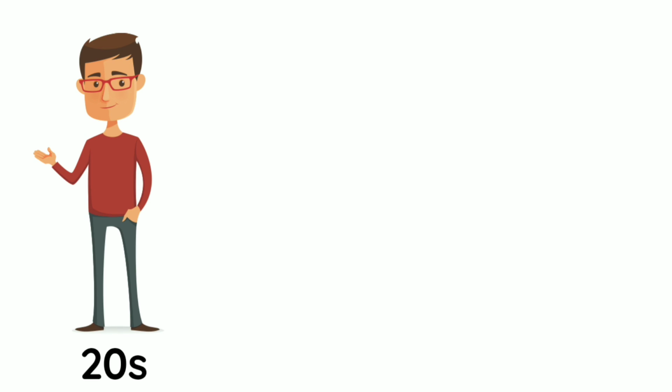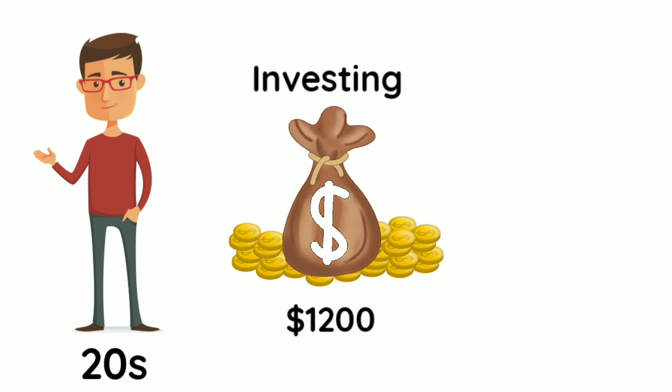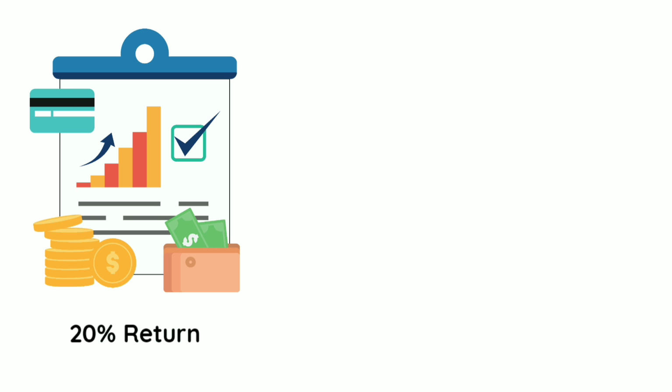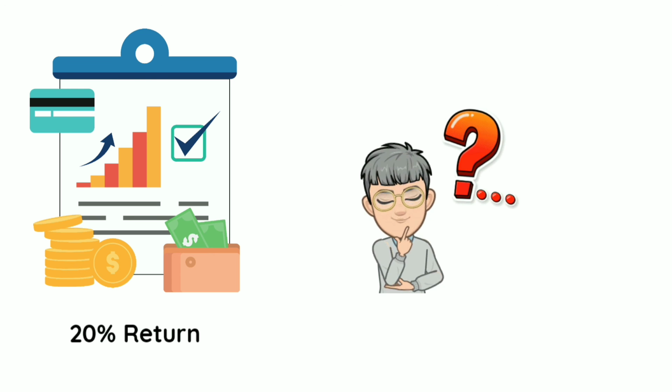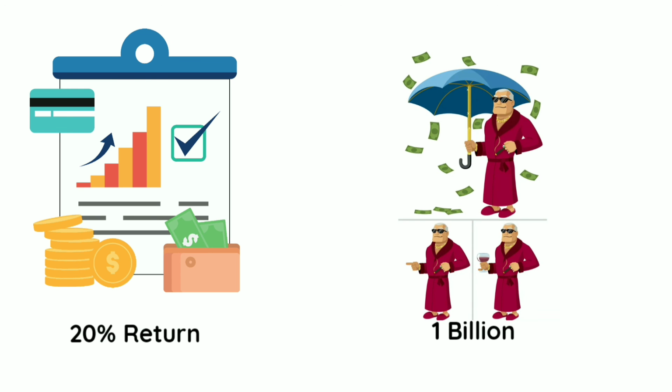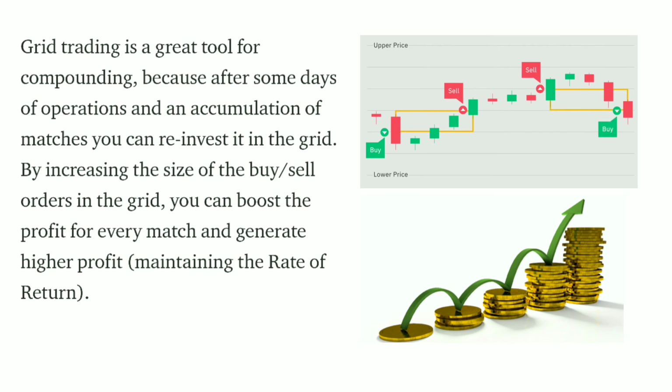If you are a young man in your 20s and start investing $1,200 every month until your 60s with a 20% return annually, how much would you accumulate? 1 billion. Not bad. Grid trading is a great tool for compounding because after some days of operations and an accumulation of matches you can reinvest it in the grid. By increasing the size of the buy-sell orders in the grid, you can boost the profit for every match and generate higher profit, maintaining the rate of return.